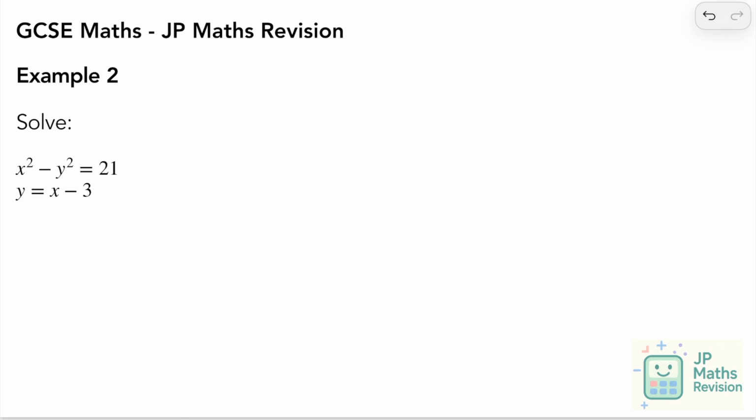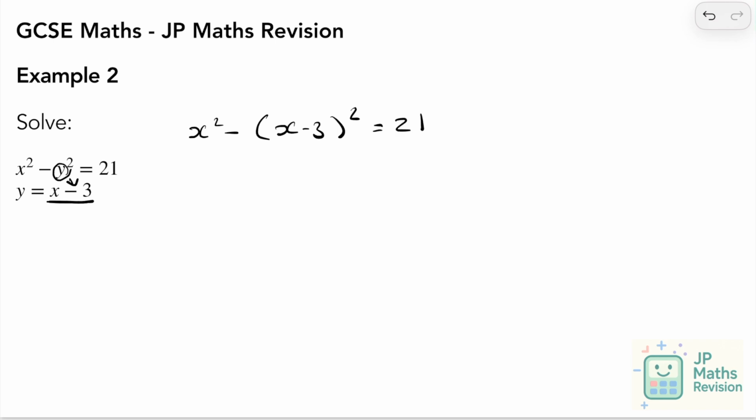So here's another example. This time we have x squared minus y squared equals 21 and y equals x minus 3. Again, I'm going to replace y with x minus 3. So I'm going to substitute y for x minus 3. I end up with x squared minus, and then I'm going to write this in brackets just so the minus sign doesn't get lost. So I'm going to write minus (x minus 3) squared because I'm replacing this y with x minus 3.